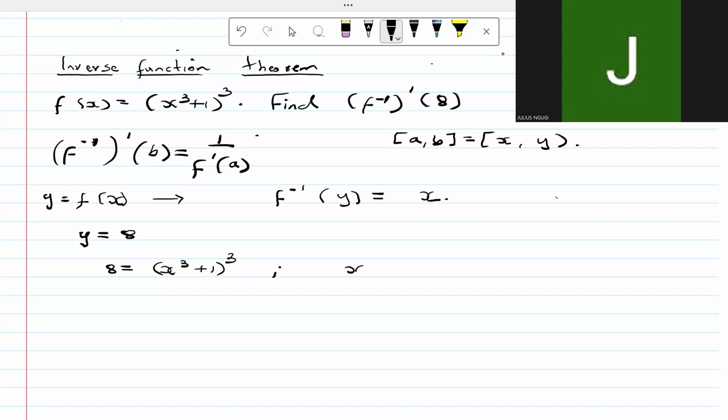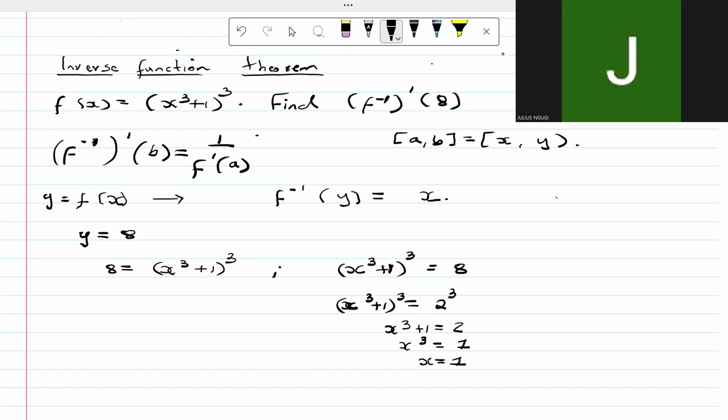To find x, we can solve this by just looking at it, or you just write 8 as 2 to the power of 3, using the factors of 8. It's 2 cubed. So that means that x cubed plus 1 equals 2. So simply, x cubed is equal to 1, and that means that x is equal to 1.